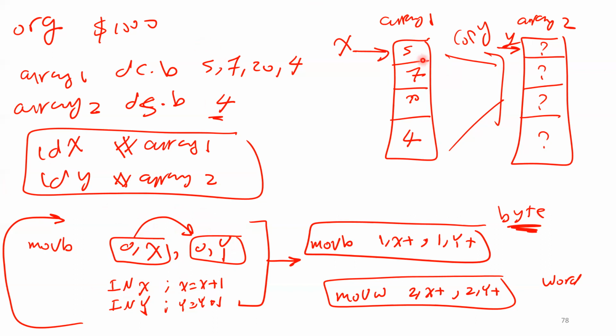Now I have 4, 1, 2, 3, 4. I have 4 bytes, 4 elements. So this array has 4 elements. So I'm going to loop 4 times. Every iteration, I'm going to copy 1 byte to the other one. Okay? So as you see here, I'm going to copy the element pointed by X to the element pointed by Y. Increment X, increment Y, and then repeat again. Then copy, increment, repeat again. How many times? In this case, 4 times, because I have 4 elements. If I have 100 elements, I would loop 100 times. Is that okay?